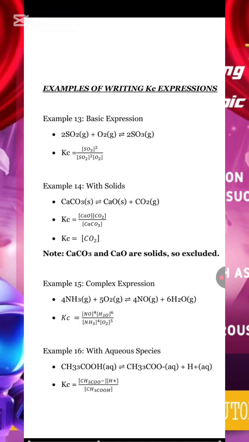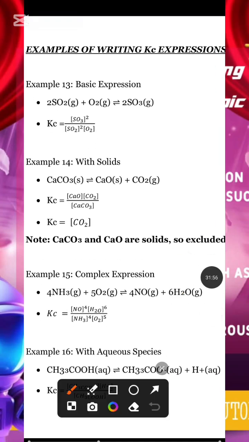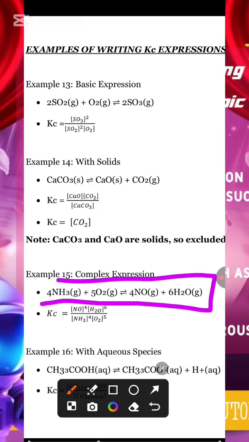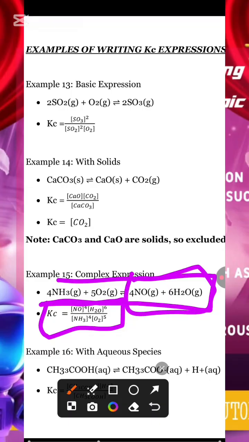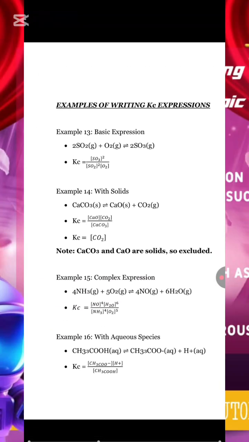You can see the reaction given, and if you observe, you will see that all of them are gases, meaning they are all permitted to go into the equilibrium constant. So these are the products right here, NO and H2O. That's what I just did. I put them in their place, raised to the power of their coefficients in the numerator. Ammonia and oxygen are in the denominator, and I also raise them to the power of their coefficients. Yes, writing the equilibrium constant is that easy.